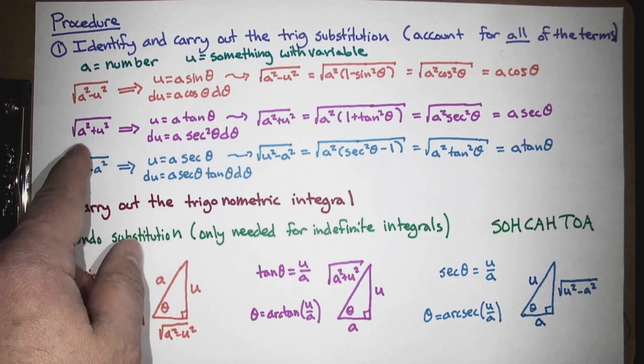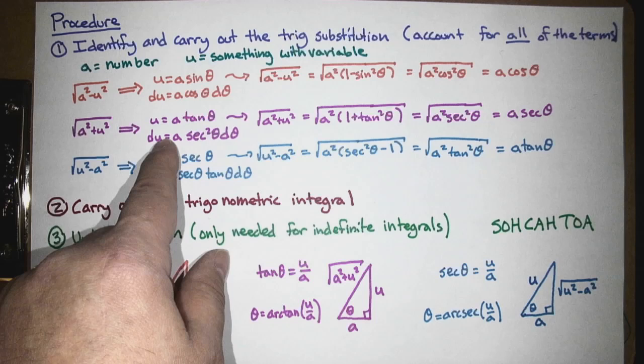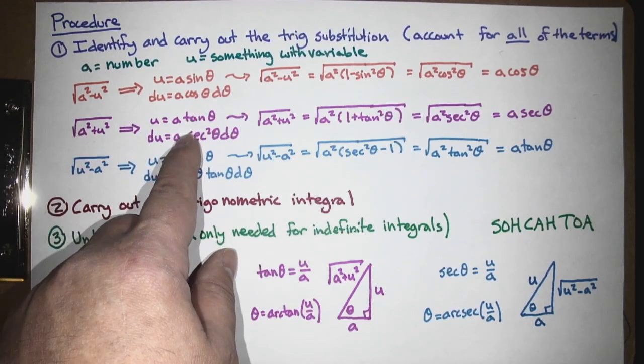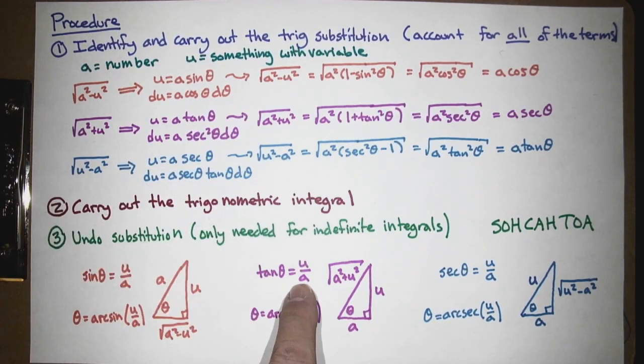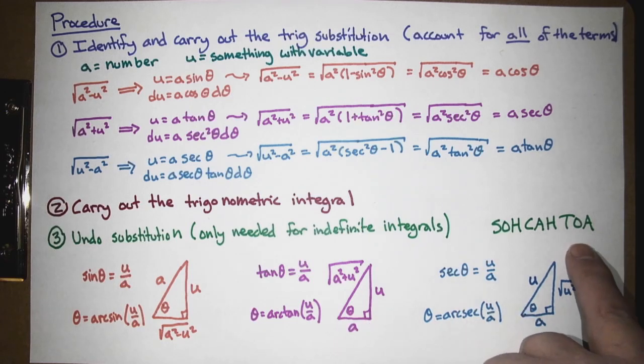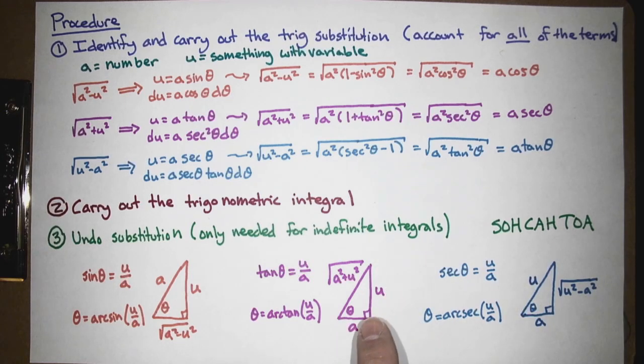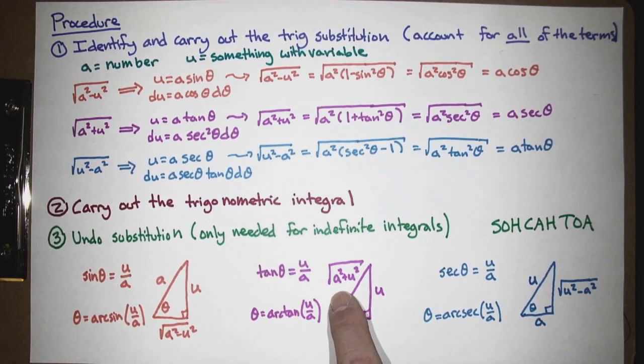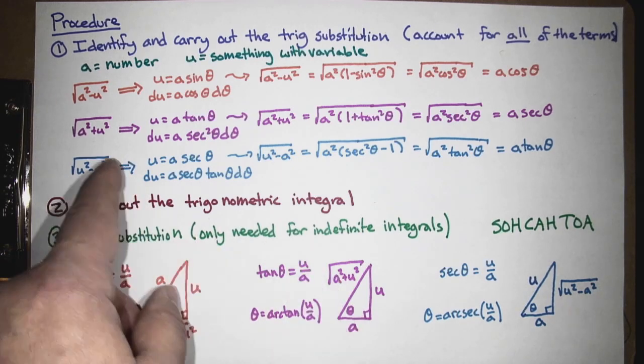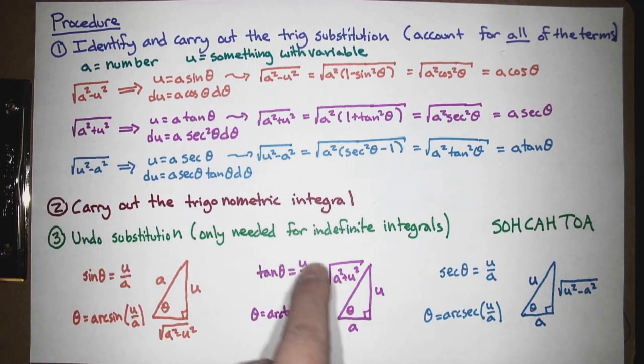So for instance, if I pick the tangent substitution, if u equals a tangent theta, well that says tangent theta is u over a. Draw the triangle, and SOHCAHTOA says I should have opposite over adjacent. So I put u opposite, a adjacent. And then the Pythagorean theorem gives you your third side. And you might say, whoa, that looks really familiar. It has to happen. Otherwise, you did something wrong.